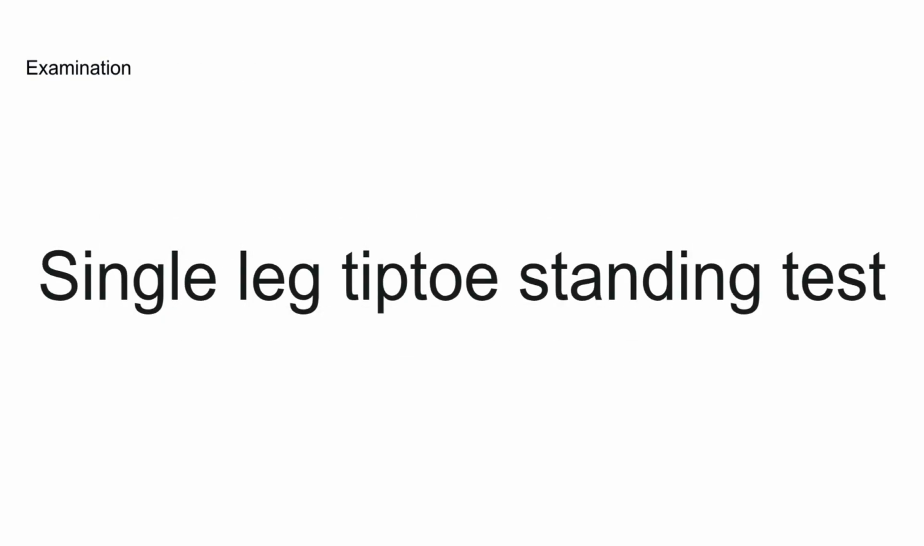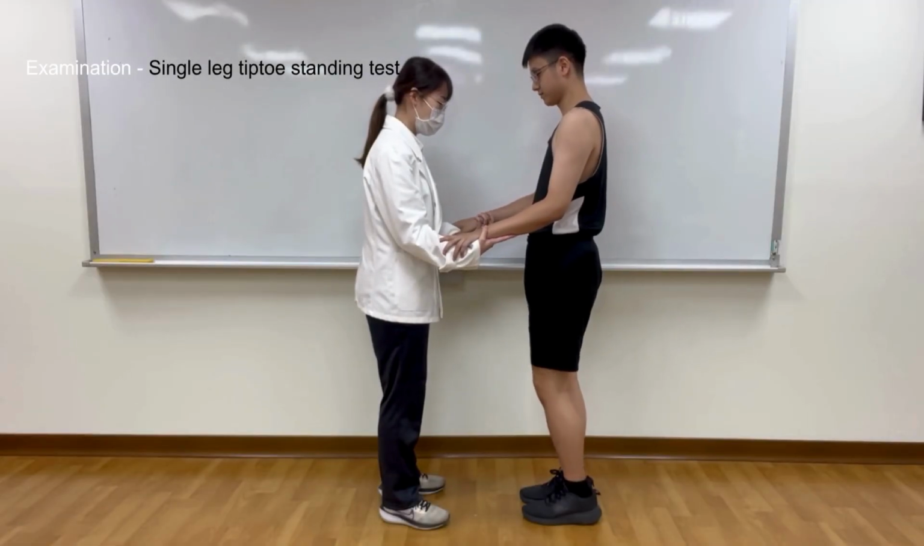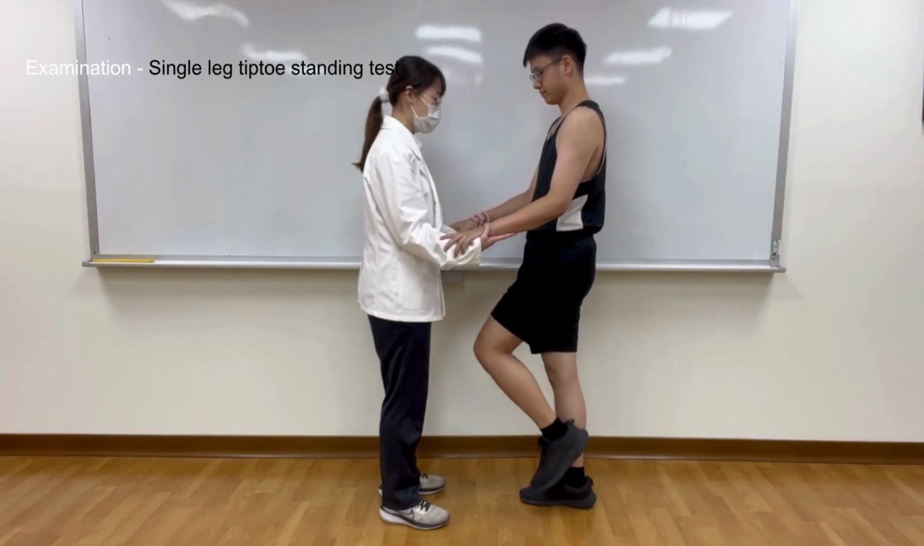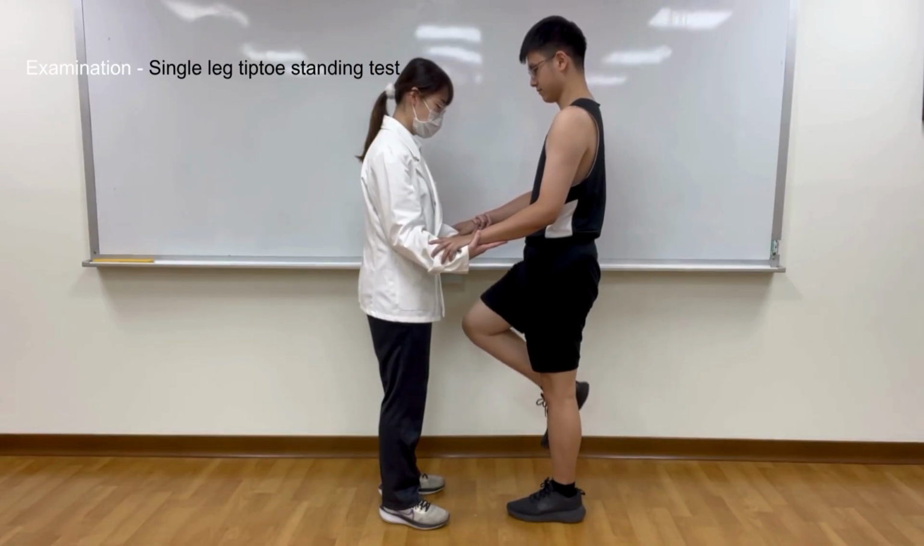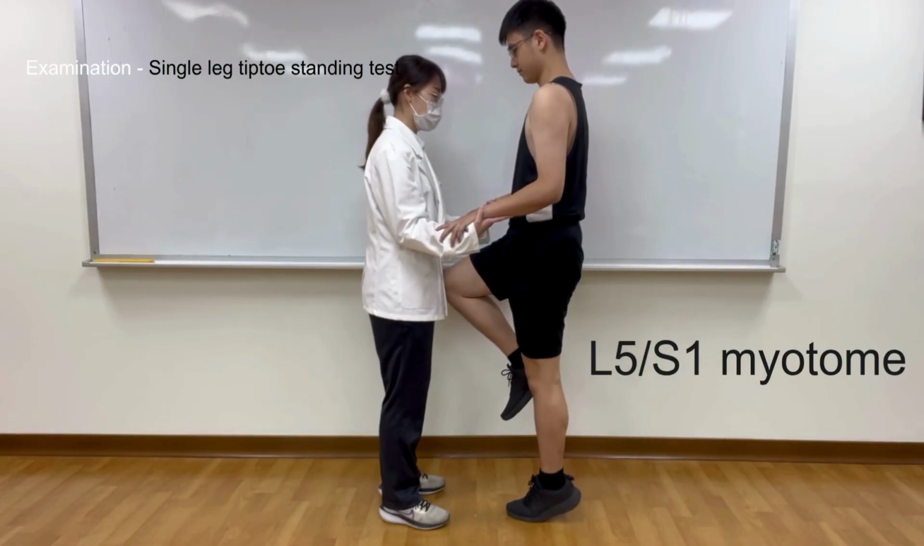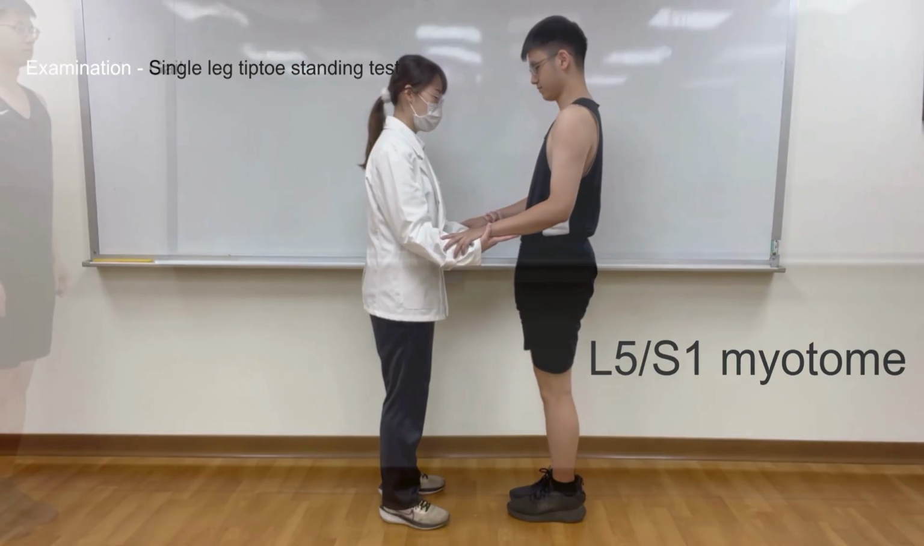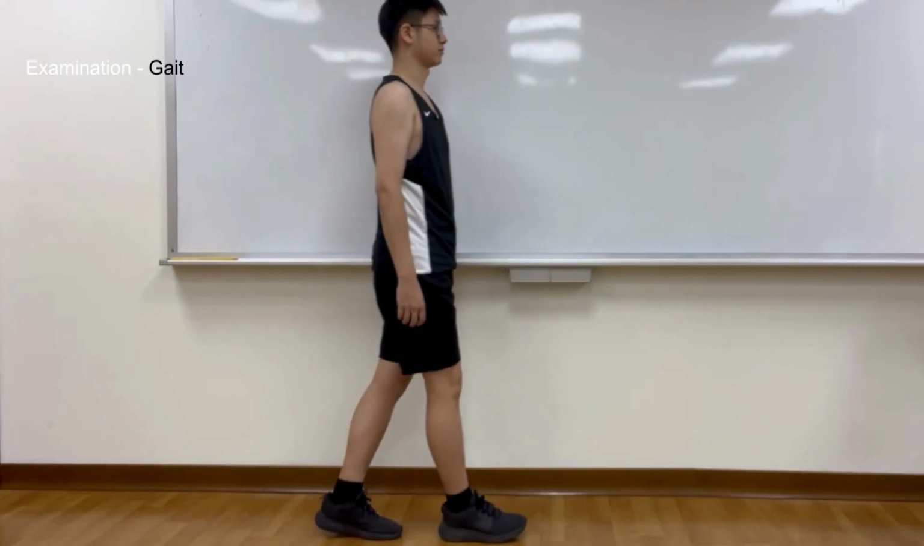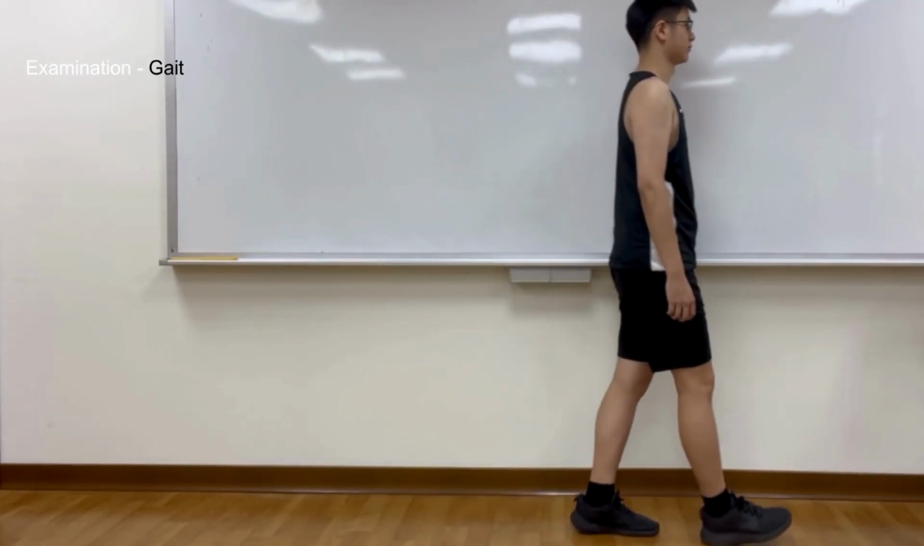Additionally, perform the single-leg tiptoe standing test. Ask the patient to stand on one leg at a time. Then, keeping that same leg, ask them to raise up onto their tiptoes. This test assesses the strength of the L5 S1 myotomes. Next, observe the patient's gait. Watch for any signs of limping, asymmetry, or unusual movement patterns.